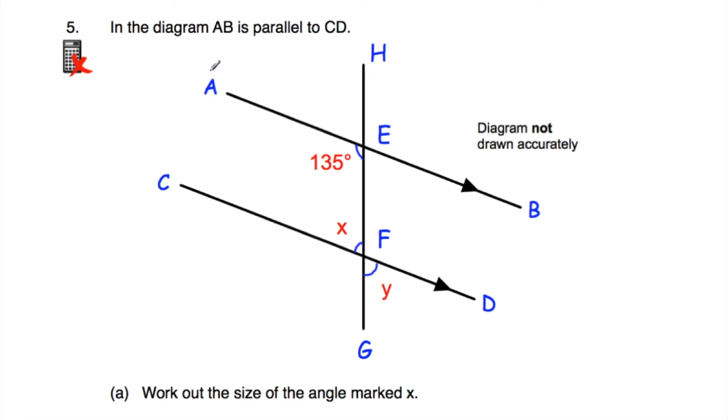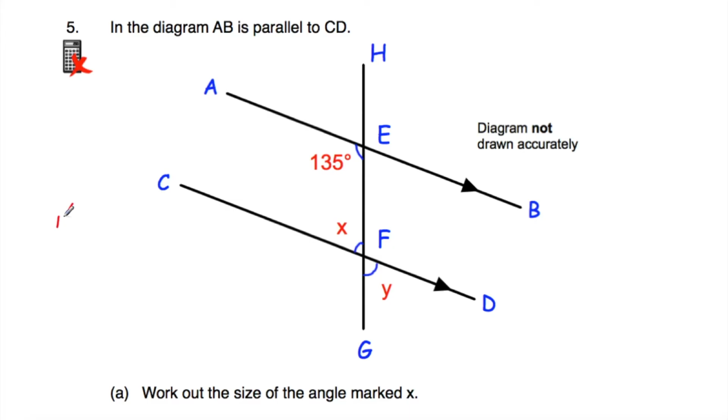Okay, so question number 5, we're told that in the diagram, AB is parallel to CD. So this line is parallel to this line, and we've been asked to find the size of the angle marked X. So we want to find the size of this angle. Now here are our parallel lines. We've got these two angles inside of the parallel lines, so these two angles are co-interior angles.